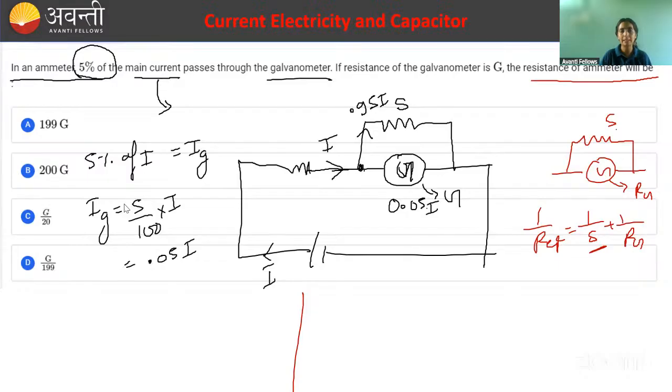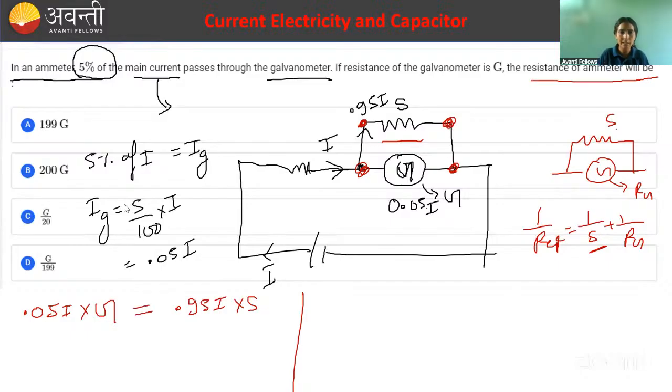Look, here we know how much current is going through the galvanometer arm and through the small resistance. Potential across this will be the same as potential across this. So potential across the galvanometer is how much? Current through galvanometer, that is 0.05 I into resistance of galvanometer G. What is the potential across S? Current through S, that is this, into resistance, that is S. And these two are in parallel. Potential difference is the same, so equate these two.